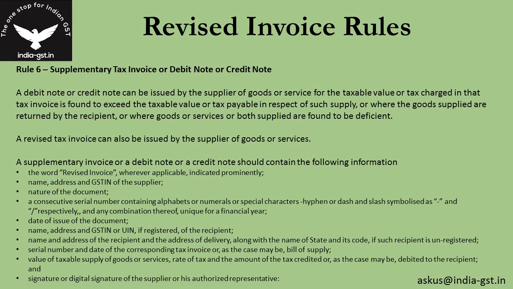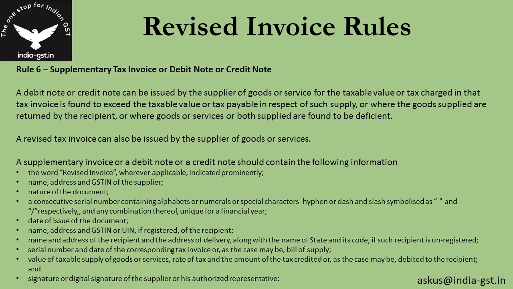A supplementary invoice or a debit note or a credit note should contain the following information: the word "revised invoice", wherever applicable, indicated prominently. Name, address and GSTIN of the supplier. Nature of the document. A consecutive serial number containing alphabets or numerals or special characters hyphen or dash and slash, symbolized as "-" and "/" respectively, and any combination thereof, unique for a financial year. Date of issue of the document.